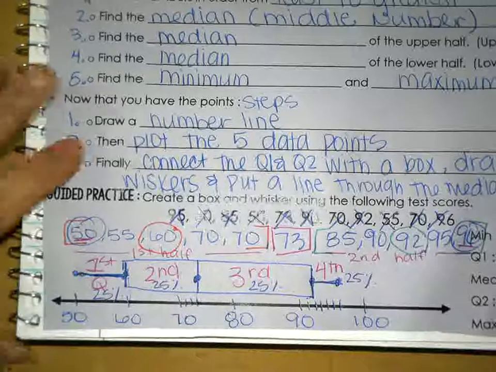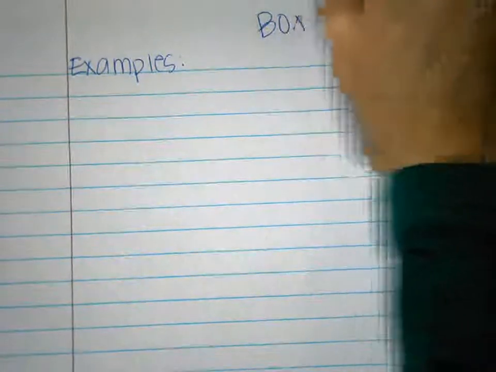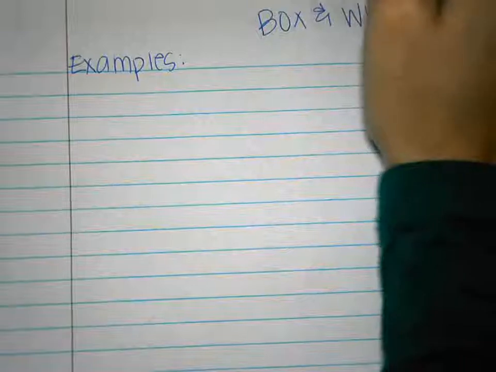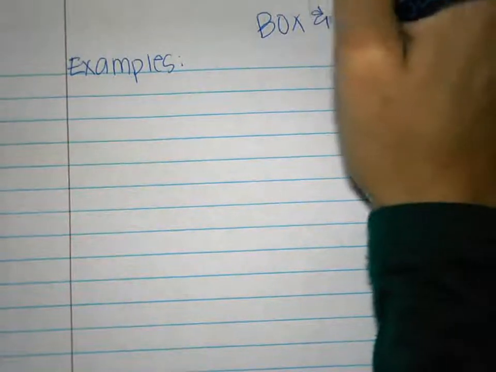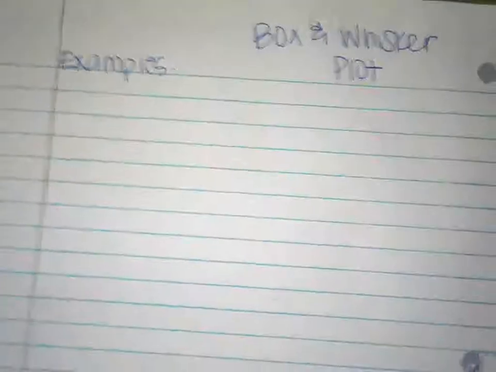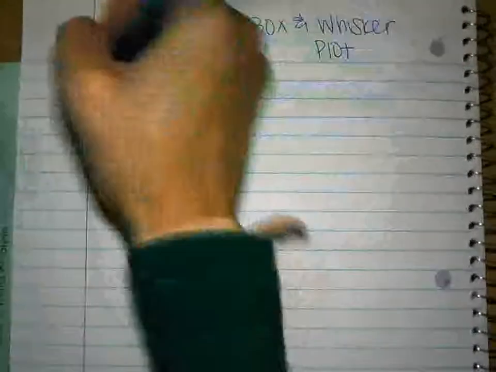We're going to do a couple examples because honestly you can get some different case scenarios. So I'm going to flip. Write examples up at the top. I'm also going to write box and whisker plot up at the top so I know what I'm talking about when I look back. Okay, so here is an example.